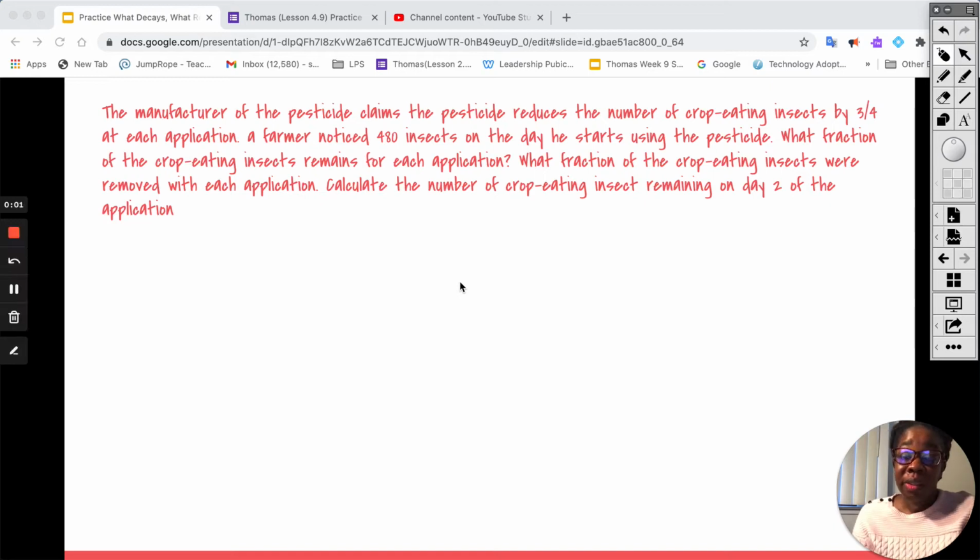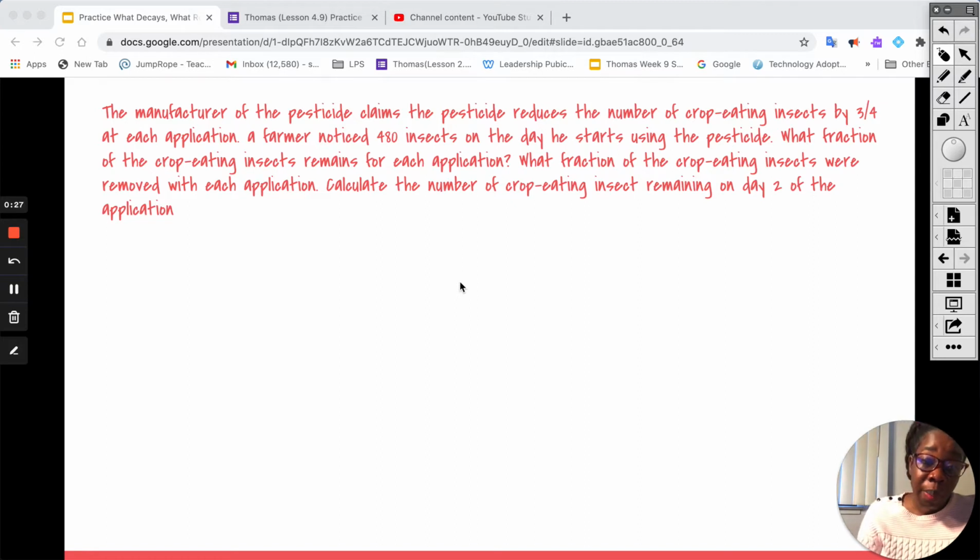All right, so this question says the manufacturer of a pesticide claims the pesticide reduces the number of crop-eating insects by 3/4 after each application. A farmer noticed 480 insects on the day he starts using the pesticides. What fraction of the crop-eating insects remain after each application? And then what fraction of the crop-eating insects were removed with each application?